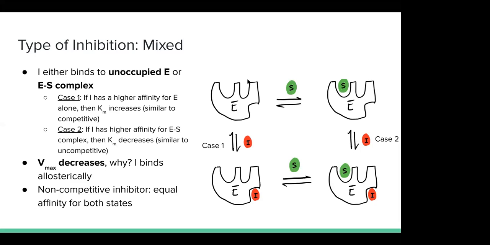Like I said before, a non-competitive inhibitor is one that has an equal affinity for the free enzyme and the enzyme substrate complex. But a mixed inhibitor has an unequal affinity for one or the other. So it could favor case one more than case two or vice versa. That's why it's often said that a non-competitive inhibitor is a type of mixed inhibitor. Does that make sense? I know that this is kind of confusing.